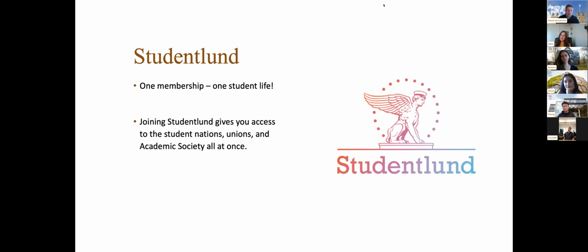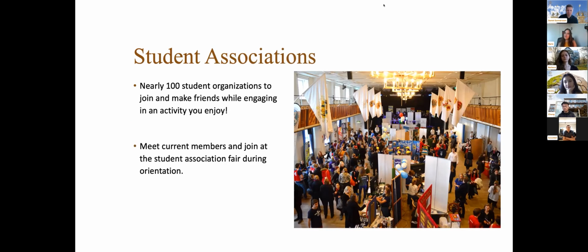So basically, if you join Student Lund, it gives you access to the unions, the nations, and the academic society all at once. It makes it so much easier and way more convenient. So that's basically where you should start your process. You should look for the Student Lund logo and you will be fine.